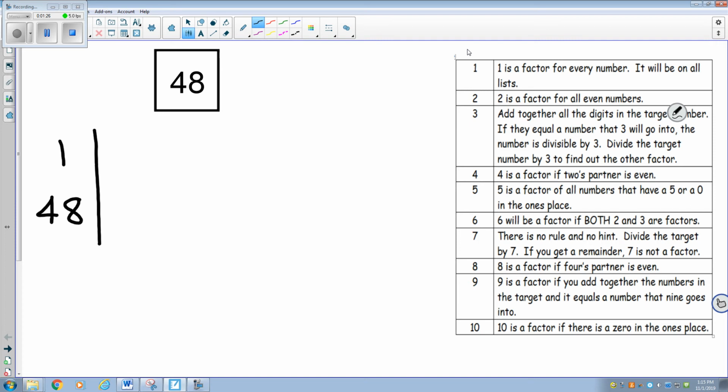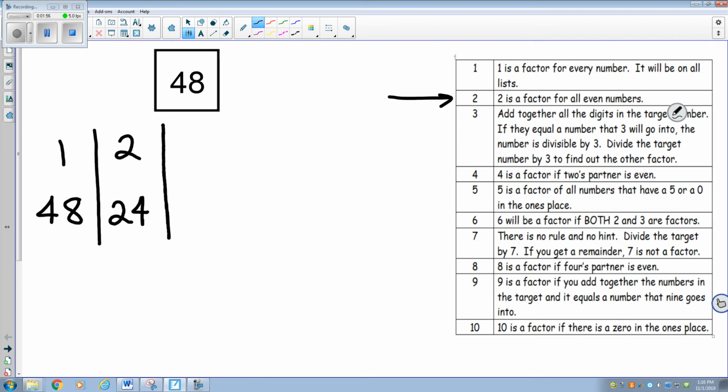Now let's check out number 2. Over here on our sheet it says right here that 2 is a factor for all even numbers. Now since 48 is an even number, that means that 2 is a factor. That means 48 can be divided by 2. We just need to figure out 48 divided by 2. What's the answer to 48 divided by 2? Well, dividing anything by 2 just means cutting it in half. So half of 48 would be 24.